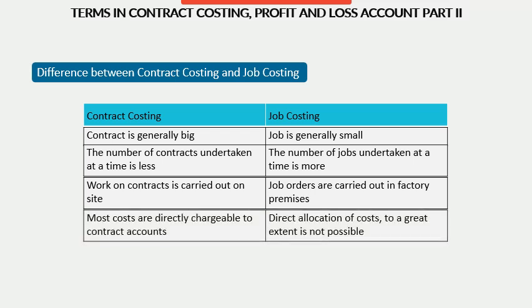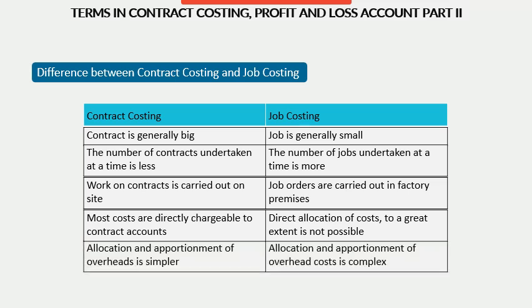Contract costing: most costs are directly chargeable to contract accounts. Job costing: direct allocation of costs to a great extent is not possible. Contract costing: allocation and apportionment of overheads is simpler. Job costing: allocation and apportionment of overhead costs is complex.